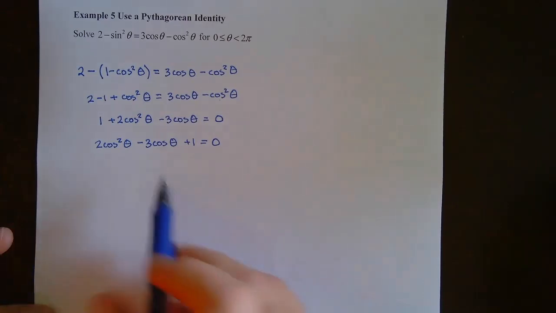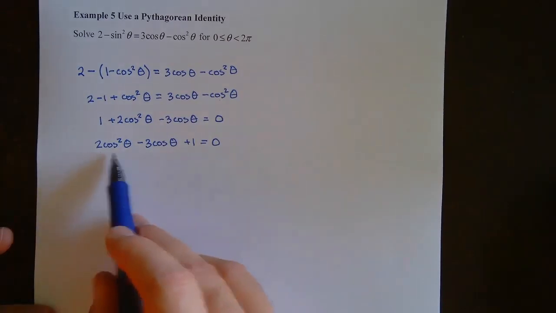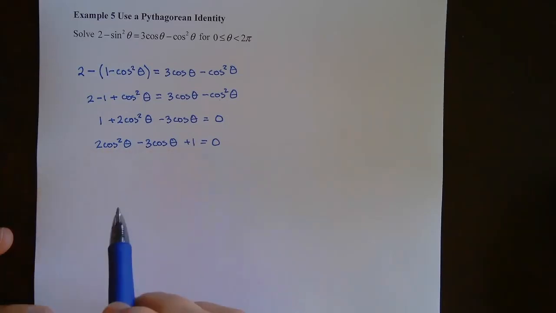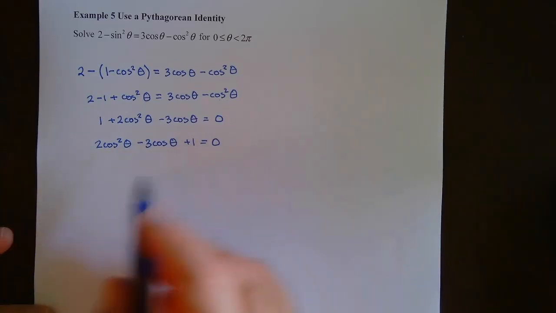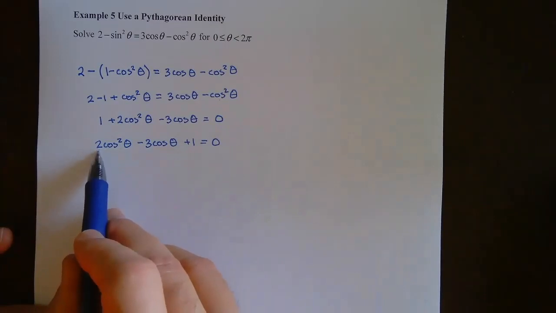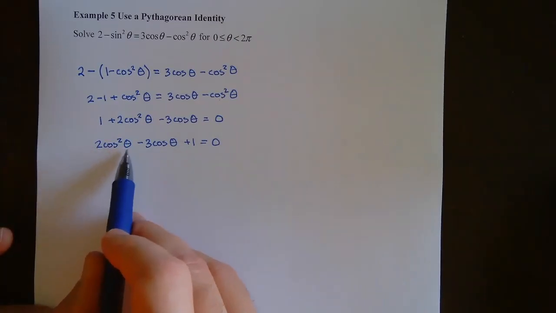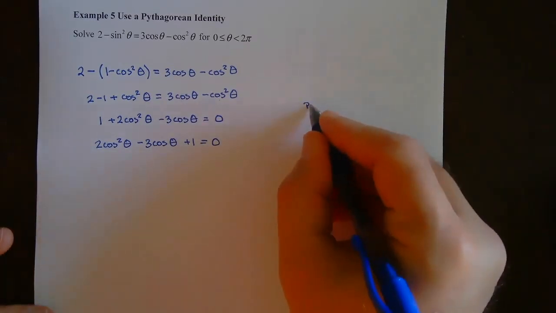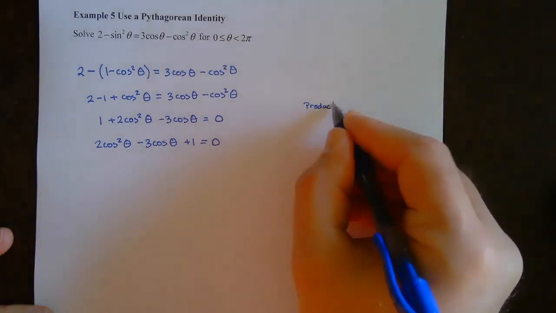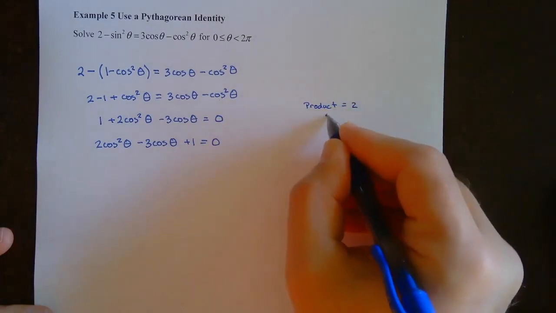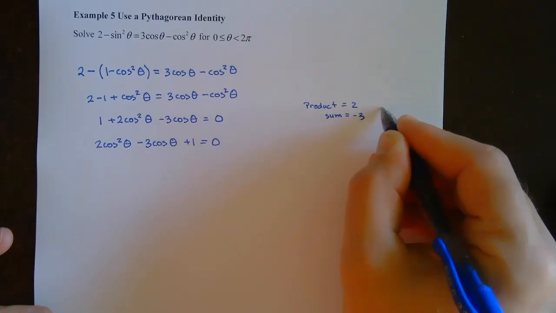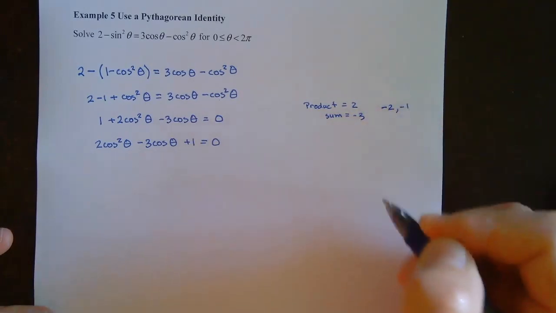Okay? And so you look at this and go, okay, so this is quadratic form, right? Because we have a cosine squared, a cosine, and then a constant here, right? Okay, so we'd have to use the area model, because the coefficient of cosine squared theta is 2. We need to use the area model. So we need to find a product that is equal to 2 and a sum that's equal to -3. And so that would have to be -2 and -1.